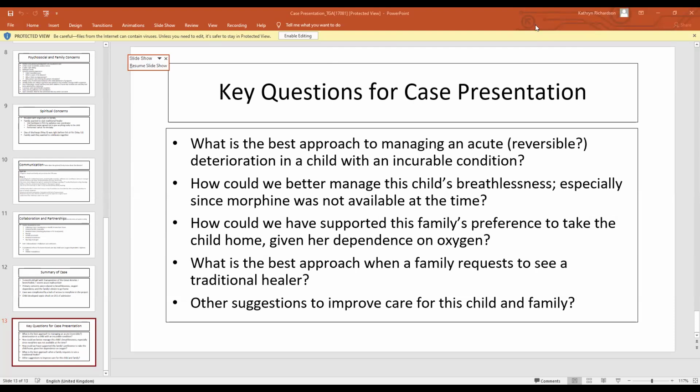So we'll move on to the next question, which was, how could we better manage this child's breathlessness, especially since morphine was not available at the time? Now, I was involved in discussion with you, Rachel, I remember at the time, about how we manage the breathlessness.